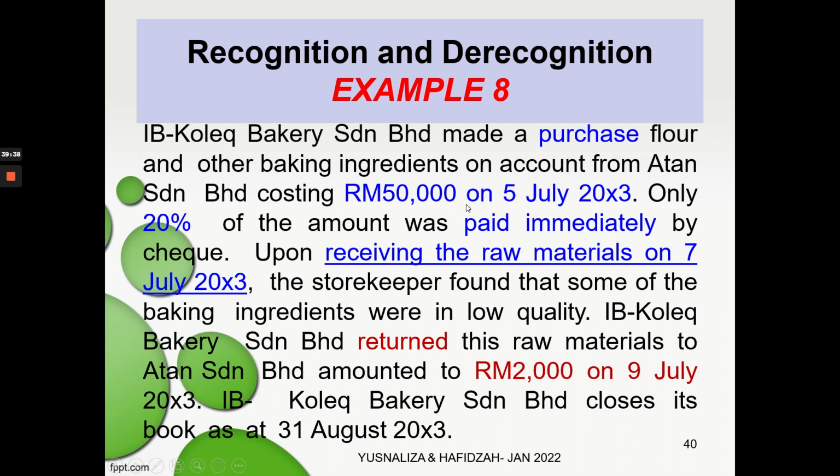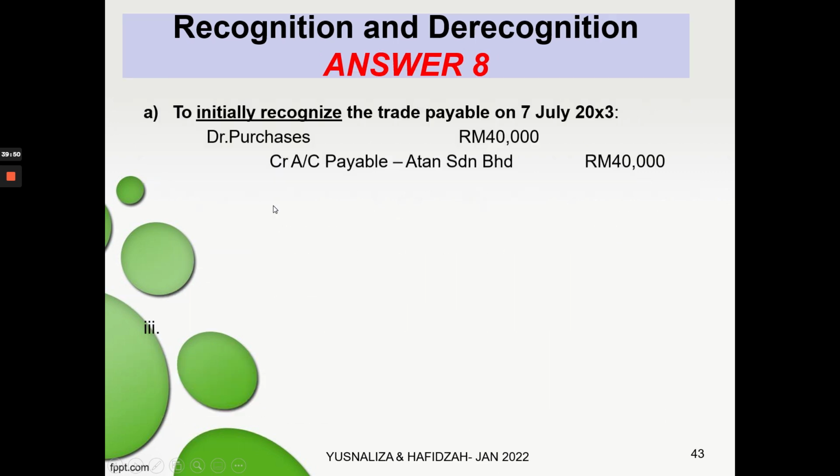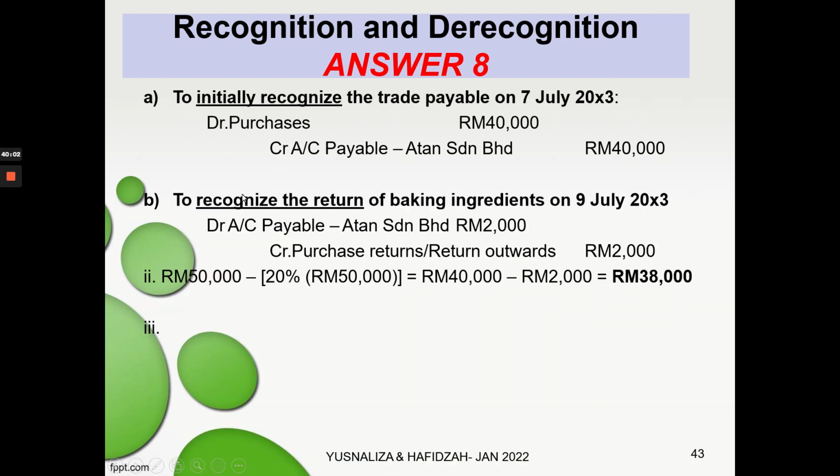So the one on 5th of July for the 20%, which is 10,000, that cash purchase is not required to be done here. That's why you can see here, you straight away show the one on 7th of July for the credit purchase only. If you want to record the cash purchase, that will be on 5th of July. Now 50,000 minus the cash purchase minus the return outwards, you get 38,000.